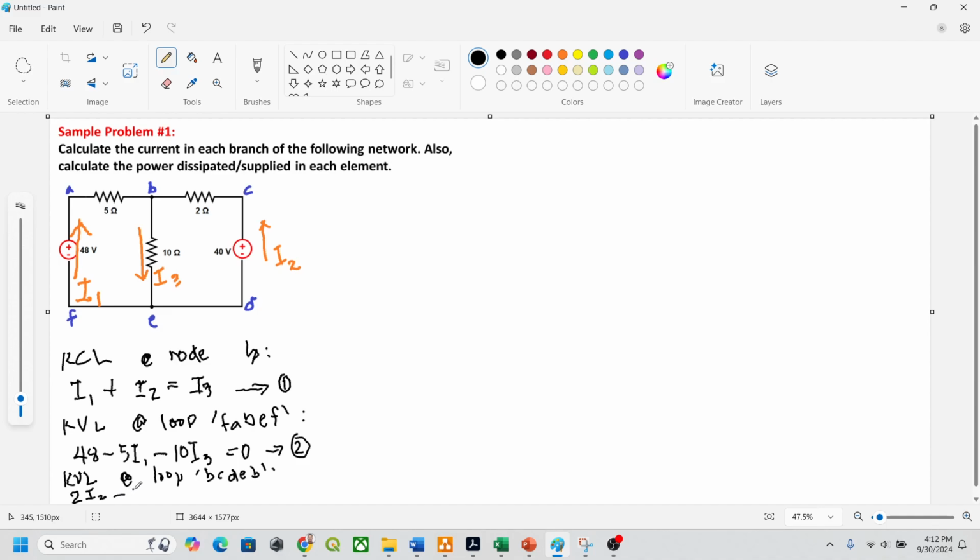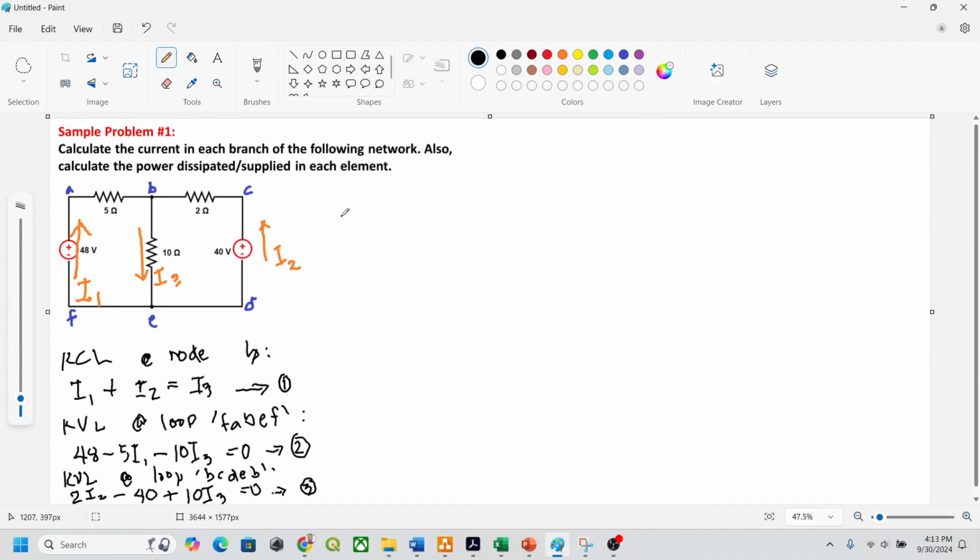Okay. Then the loop direction is that direction, enters plus, exits minus, so that's minus 40 volts. So it has to be minus 40 here, right? And the loop direction is opposite to the current direction, so that's plus 10I3 is equal to 0. Okay, and this is our equation number 3. Right. So we have 3 equations now with 3 unknowns. So of course we can solve this one.